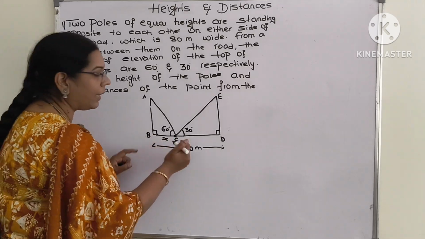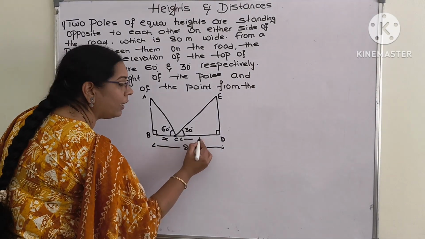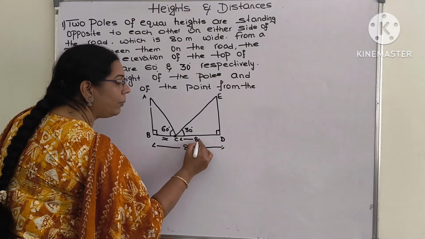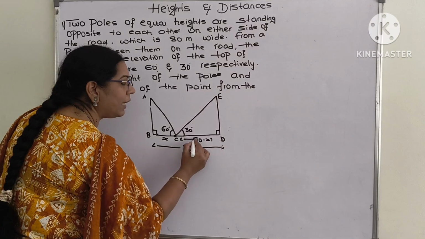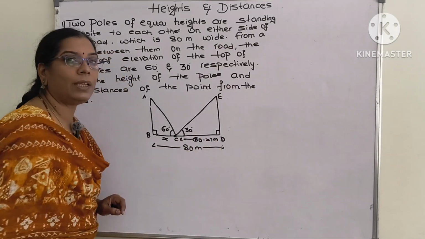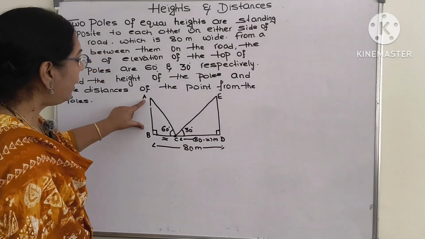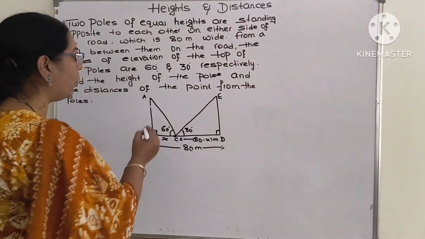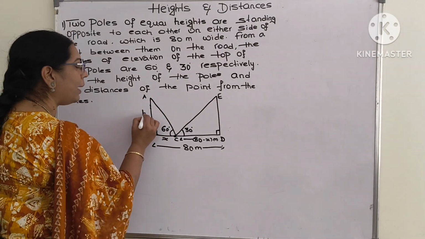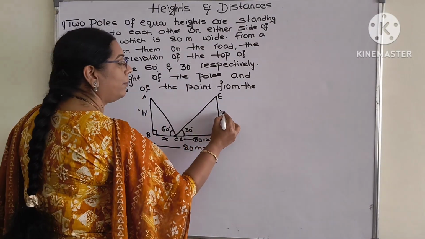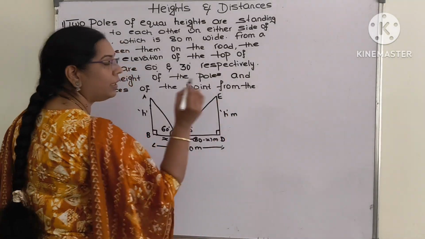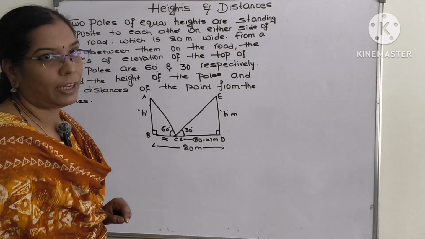And this part is x. So from here to here, what will be the distance? It will be 80 minus x meters. And let the height of both the poles, since both have the same height, let us consider them as h meters.